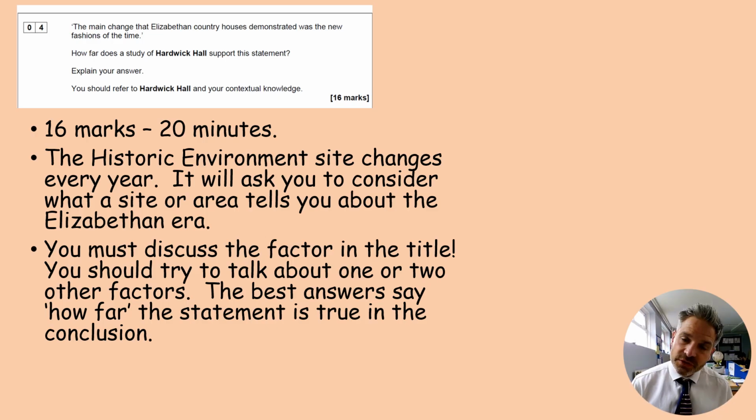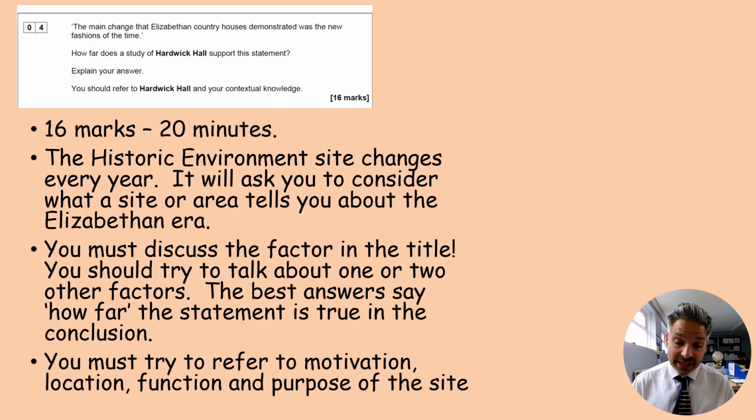Now, I'm not going to go into this question because you really need to look at the specific area in order to get much detail out of it, but just bear in mind it's an essay question. You're looking to write about 2 to 3 different factors in relation to the question, and the best answers say how far the statement is true in relation to that conclusion. This question is all about motivation, location, function and purpose, but I won't talk more about that now because that really requires something separate. So this video is mainly focused on the first 3 questions.